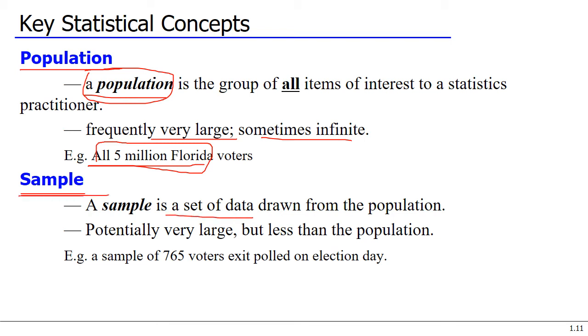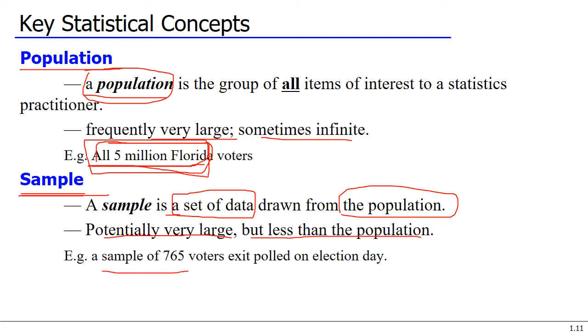A sample is a set of data drawn from the population. So we can draw a sample from the population. The population is all 5 million Florida votes. A sample is potentially very large, but less than the population. A sample of 765 voters was polled on election day. So these are samples. From the population, we can draw a sample.